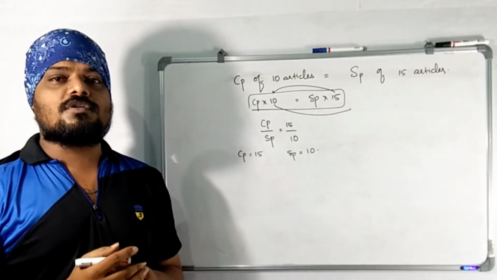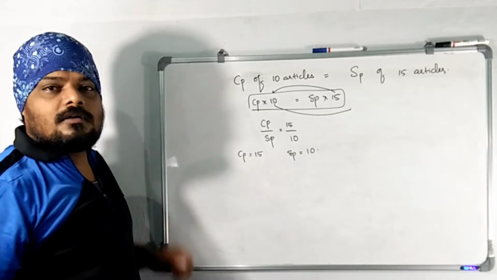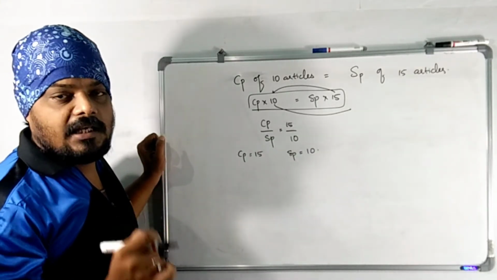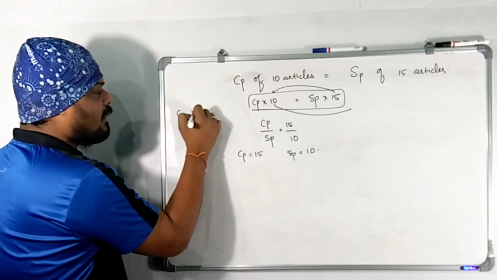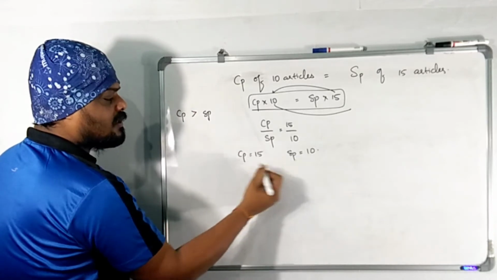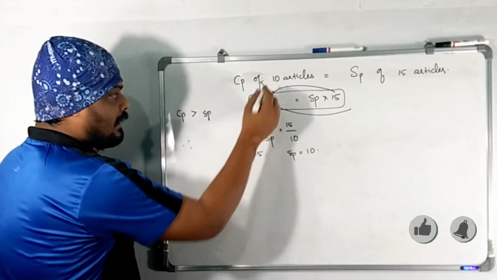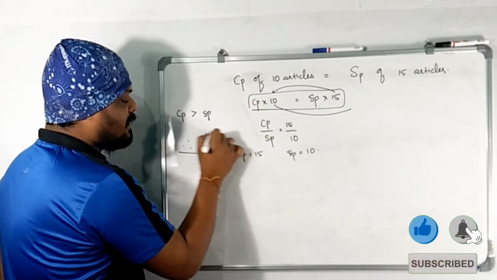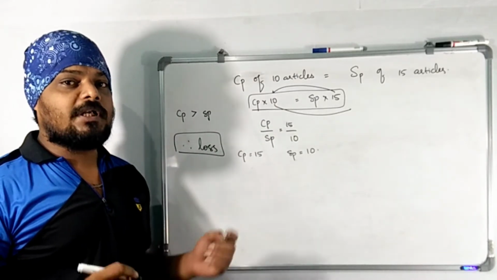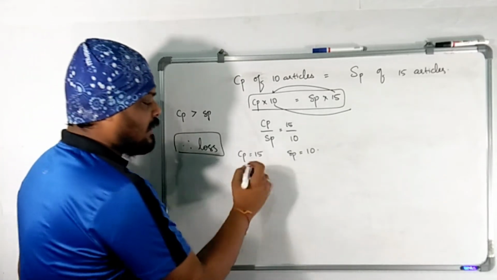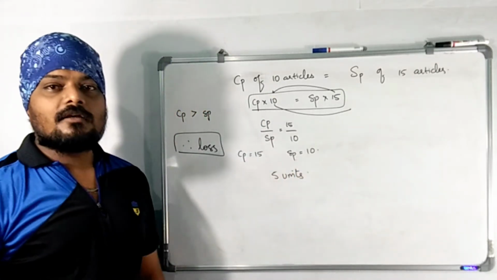Now the next condition of the question is find the profit or loss percentage. If we compare cost price and selling price, we get a loss. Why? Cost price is greater than selling price. Here in both the conditions, if we compare them, cost price is higher than selling price, therefore given condition is a loss condition. So here, how many units is the loss? It is a loss of 5 units.